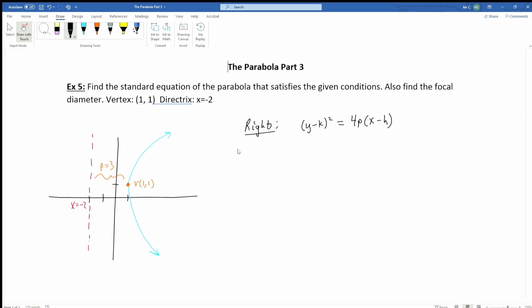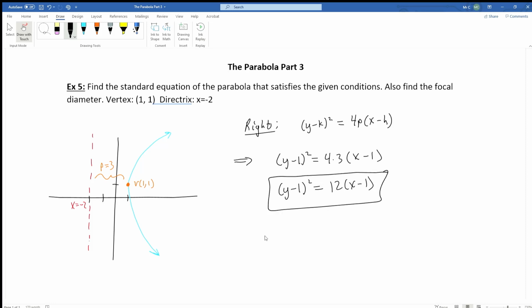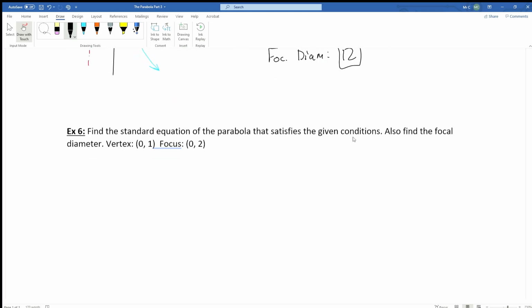And we can plug that right into our equation, and we get (y minus 1) squared equals 4 times 3 times (x minus 1). In other words, (y minus 1) squared equals 12 times (x minus 1). And the focal diameter here is just 4 times p, which is 12. All right, well that's it for example number 5.